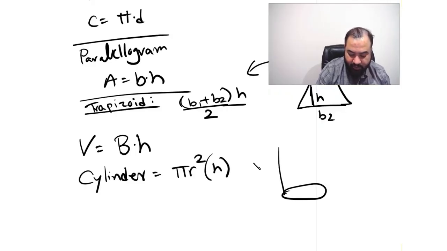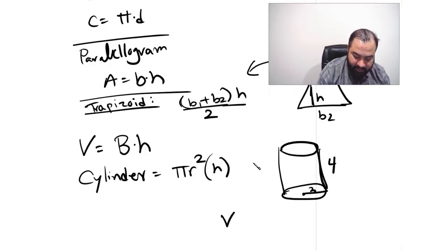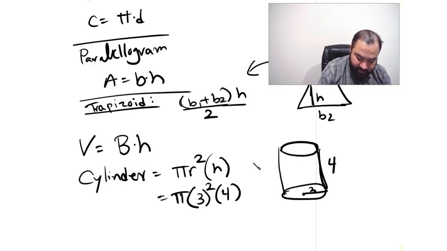And let's do one question. Let's say radius is 3 and the height is 4. So how do you find the volume? We can put it here. So you do pi times radius 3 squared and then times 4. So that's 9 times 4, 36 pi.